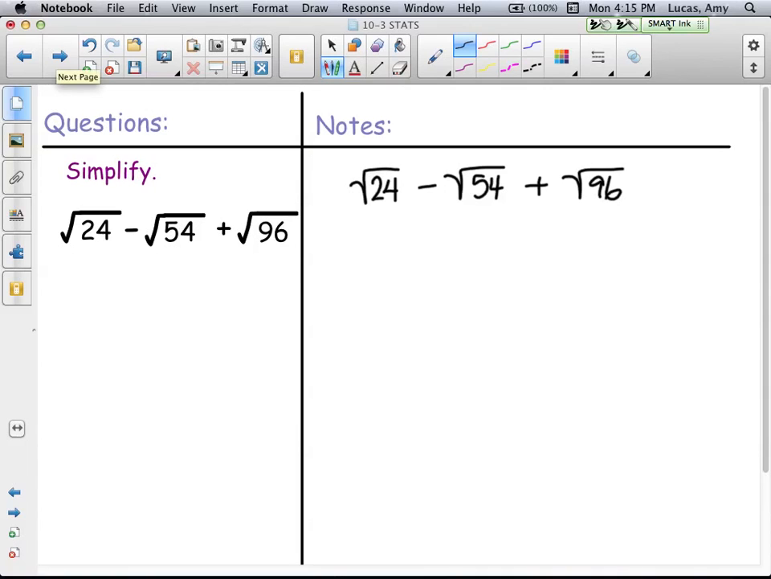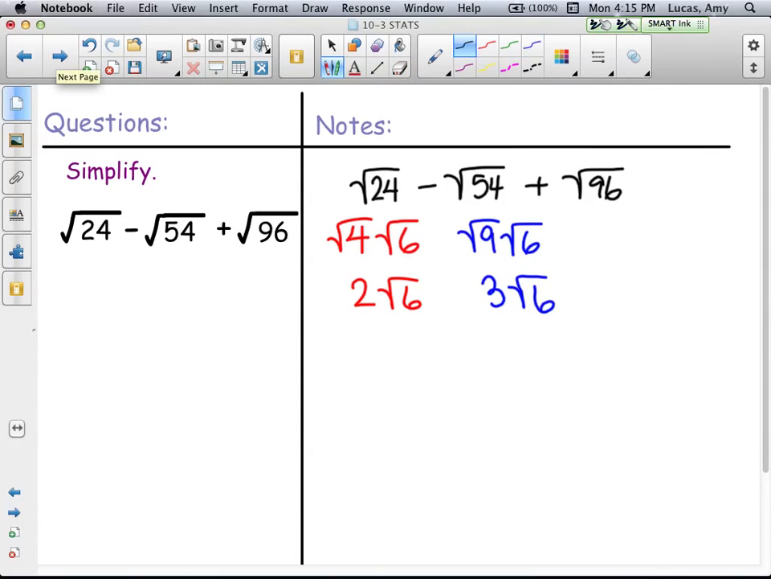Okay, so 24 is 4 times 6. So 2 times the square root of 6. 54 is 9 times 6. So 3 times the square root of 6. And I'm going to try to see about dividing this 96 by 6. 6 times 1 is 6. So 16. So 16 times 6, that works. So 4 times the square root of 6.